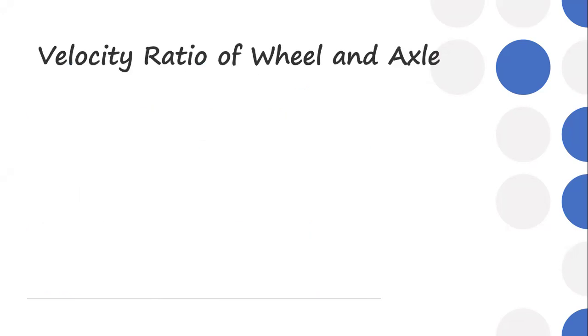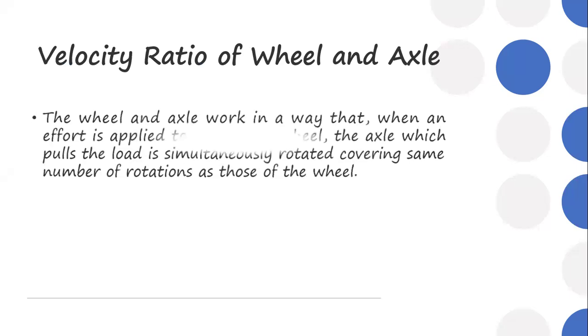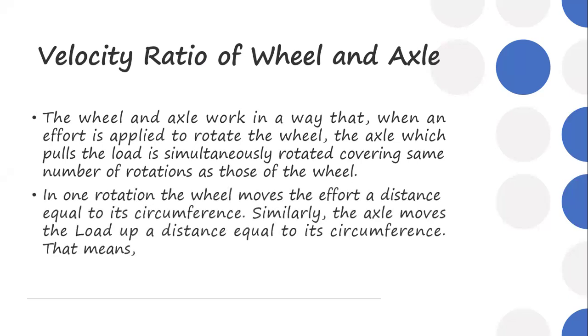Now, when you're talking about the velocity of the wheel and the axle, the wheel and the axle work in a way that when an effort is applied to rotate the wheel, the axle which pulls the load is simultaneously rotated, covering the same number of rotations as those of the wheel. In one rotation, the wheel moves the effort a distance equal to its circumference. Similarly, the axle moves the load up a distance equal to its circumference.